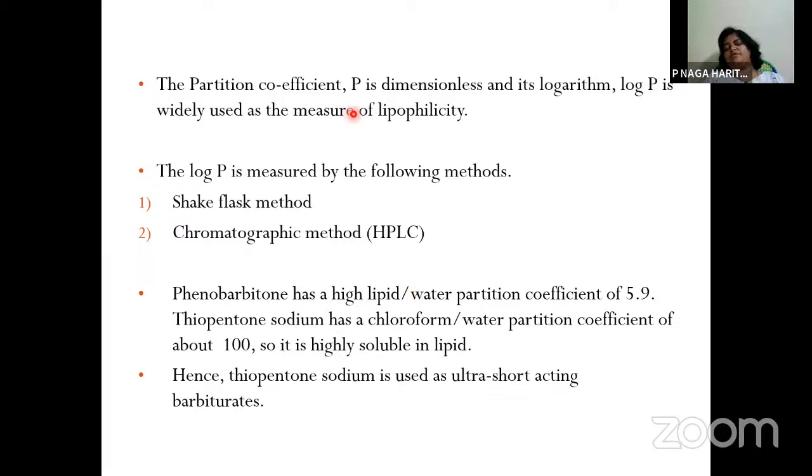The partition coefficient P is dimensionless, whereas its logarithm, log P, is widely used as the measure of lipophilicity. There are two methods used to determine this log P value. They are the shake flask method, which is the most common method and you must have done it in your practicals as well, and the chromatographic method, especially by using HPLC. Phenobarbital has a high lipid water partition coefficient of 5.9, and thiopentone sodium has a chloroform water partition coefficient of about 100, so it is highly soluble in lipid. Here thiopentone sodium is used as an ultra short acting barbiturate.